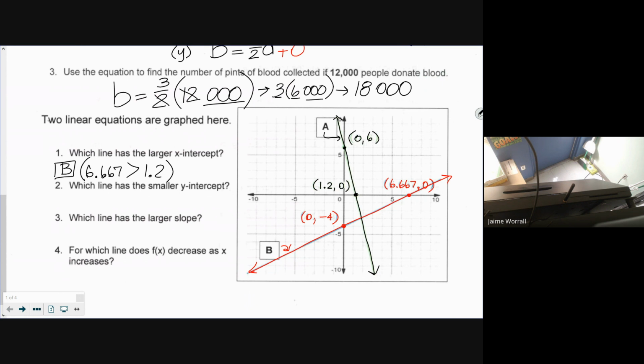Which line has the smaller y-intercept? Jalea? B? Because what? Smaller, smaller, smaller. B, because -4 is smaller than 6.